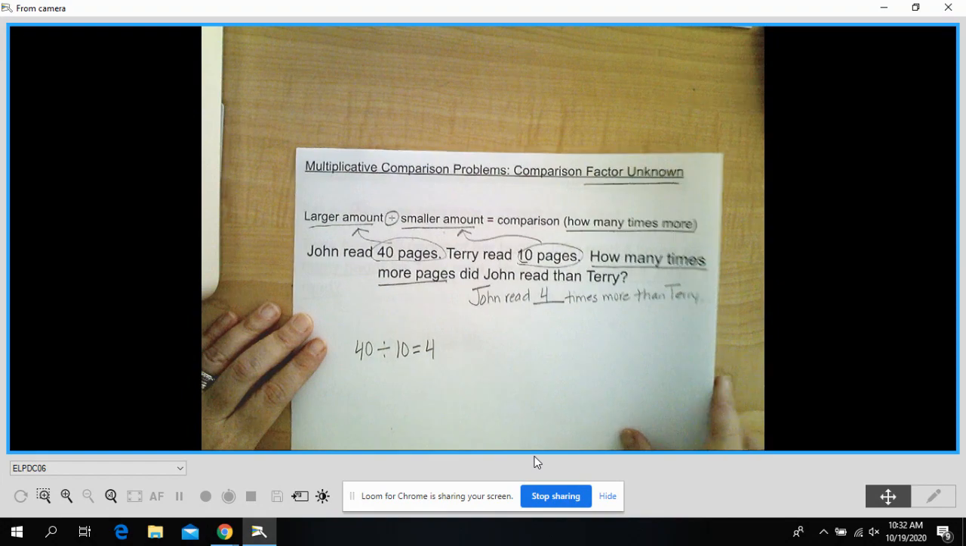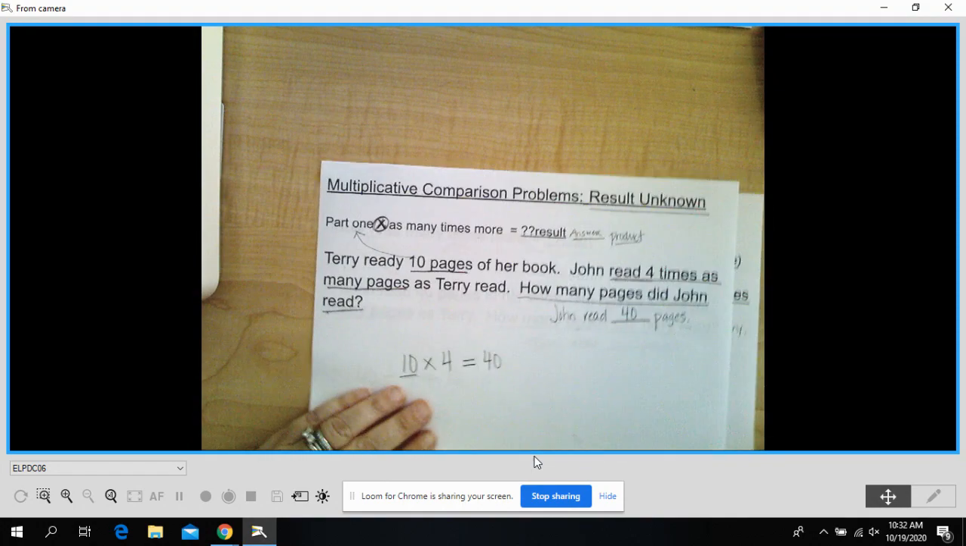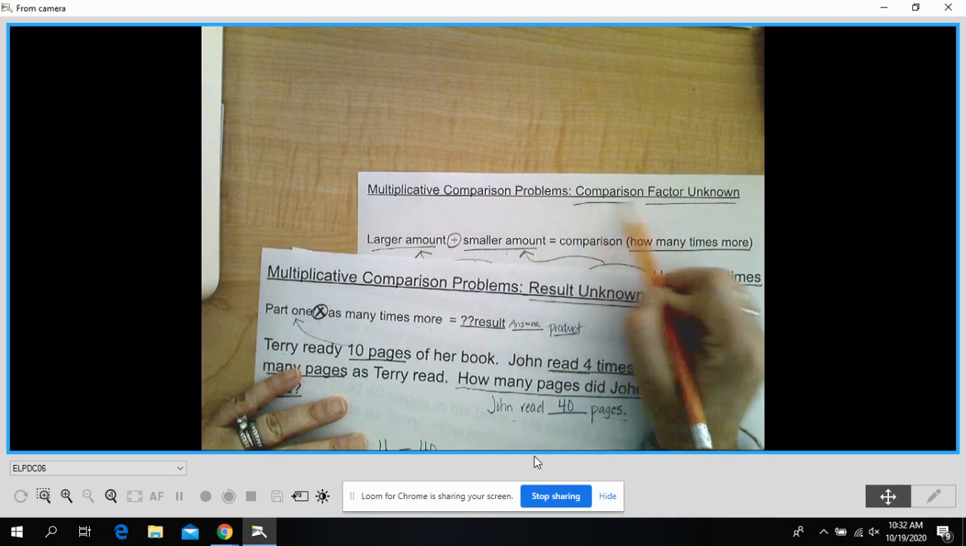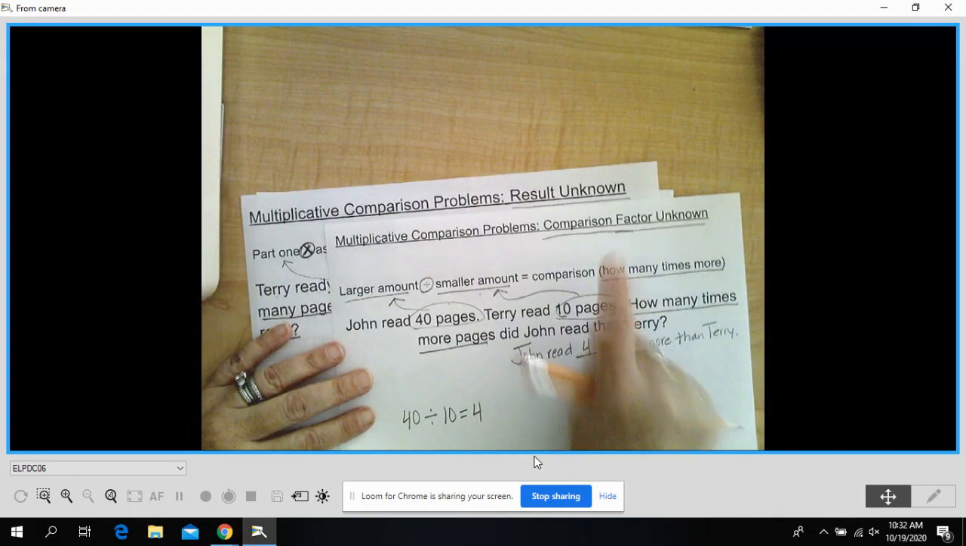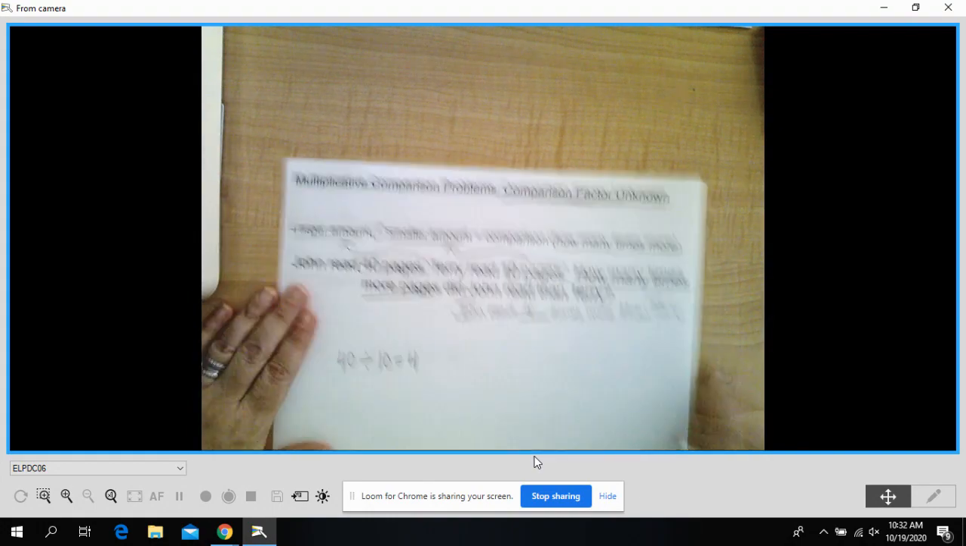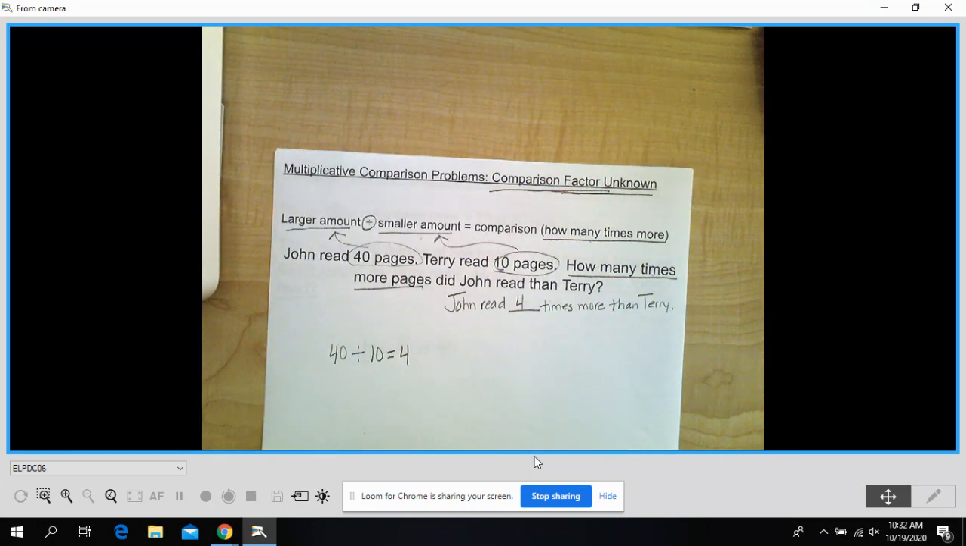All right, everybody. So in the multiplicative comparison problems, remember, you're looking for 3 different things: the result unknown, the start unknown, or the factor, the comparison factor, the number that your larger number and your smaller amount are compared by. You're looking for those 3 in this problem type. Hang in there, everybody. You're doing great. Read carefully, apply your math, think of your inverse operations, and you'll do great. I look forward to doing another math video with you really soon.